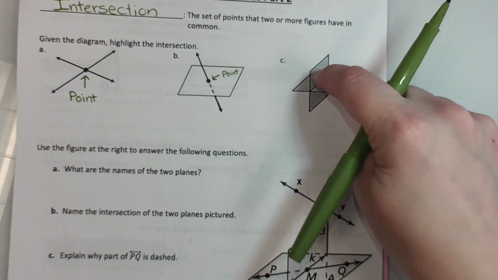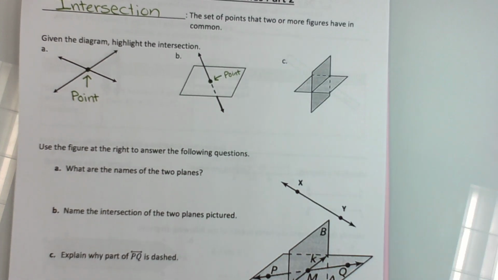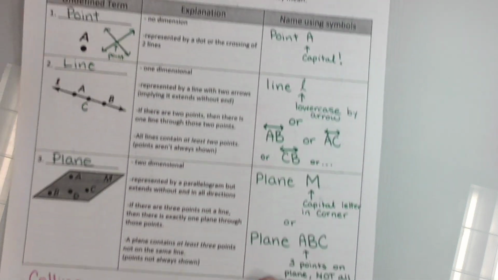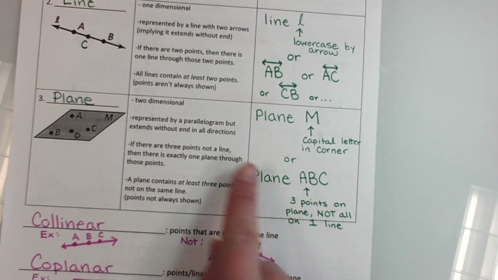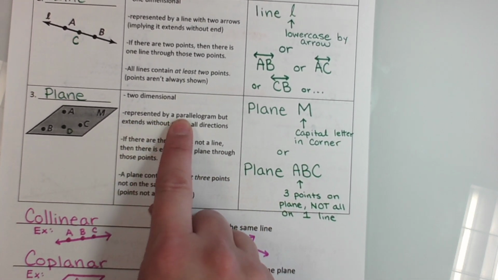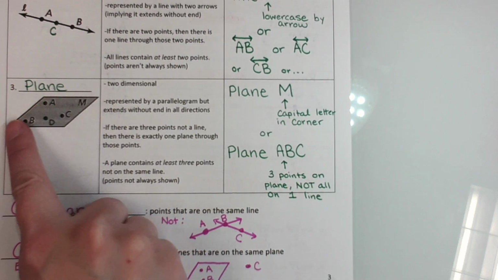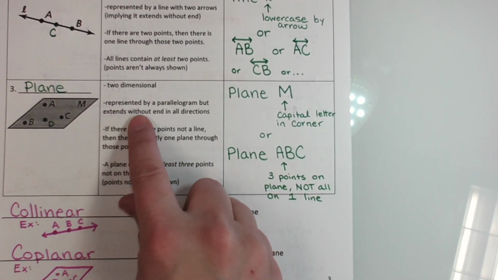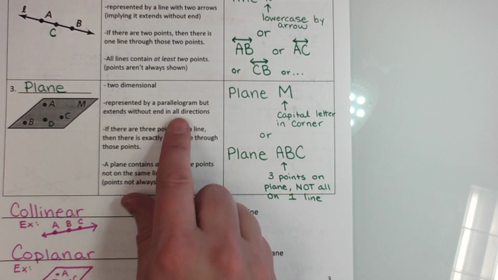The last intersection that you could see is two planes intersecting. Now this is the one that tends to mess with people the most because of the fact that there's one thing that I didn't really emphasize with y'all yesterday about planes. Planes, while they are represented by this parallelogram, while they are pictured as that, in all technicality, they do extend in all directions without end.